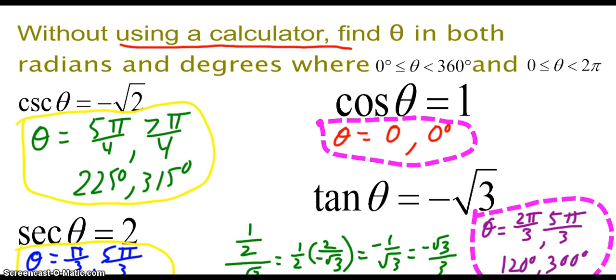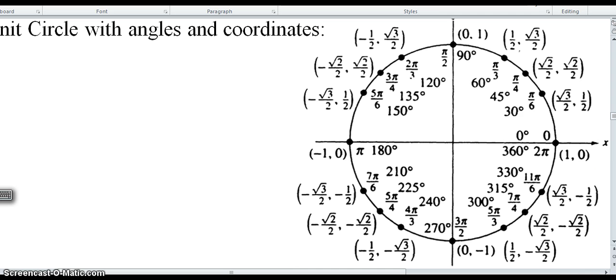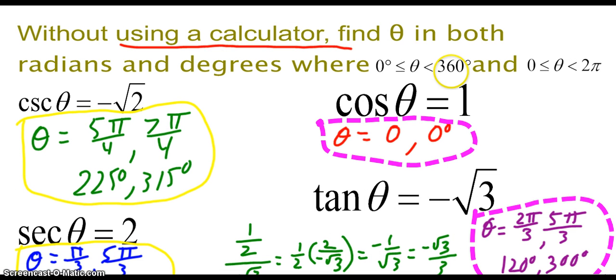So that's how I come up with my answer: 5 pi fourths, 7 pi fourths, 225, and 315. Where does the cosine of theta equal 1? So again, I look at my unit circle. I know cosine is the x value. There's only one location where the x value is positive 1. That is going to be at 0 radians and 0 degrees. Remember, I am not including 360 and 2 pi, so here I only have those two answers.